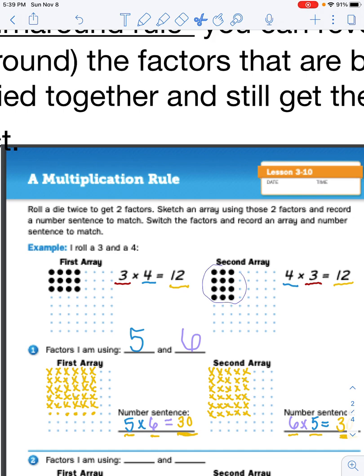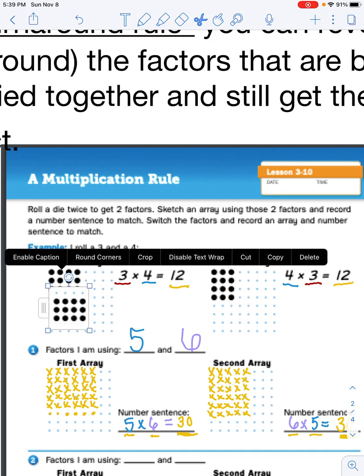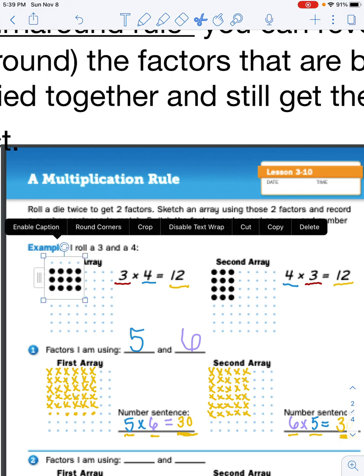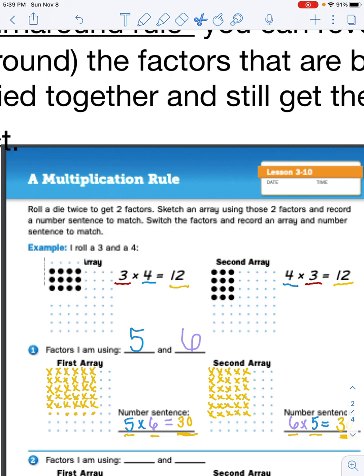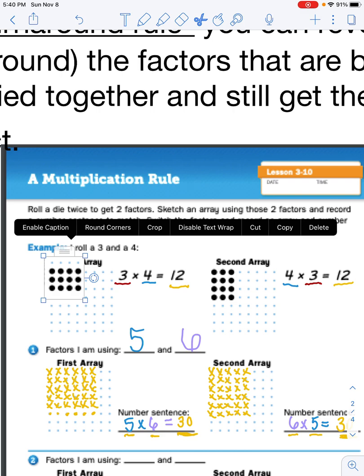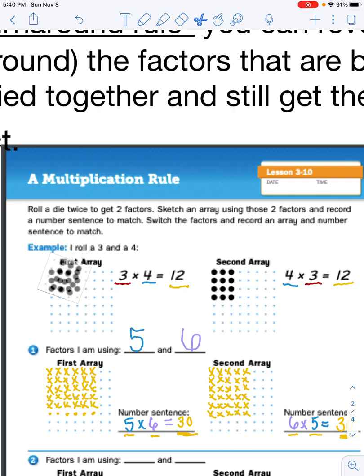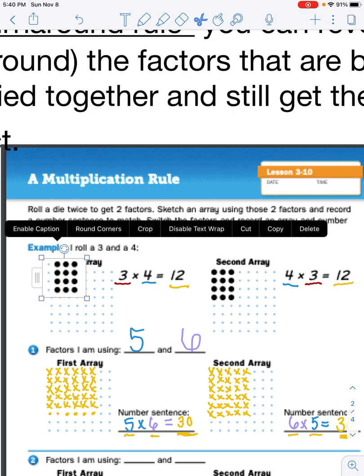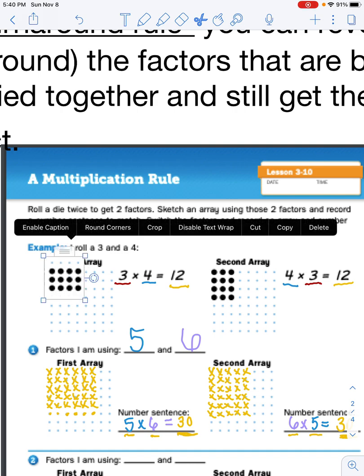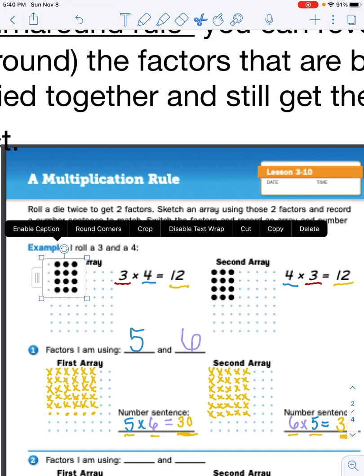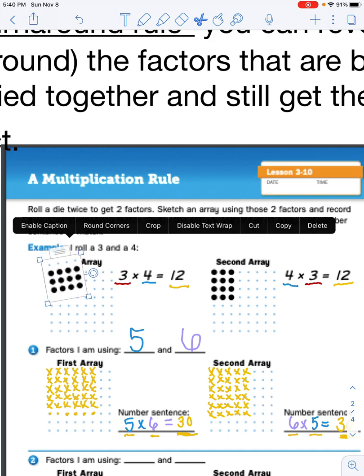But if I were to take this array right here and put it on top of this array over here and turn it, does it fit exactly on top? Yes, it does. And that just proves that the turnaround rule is just flipping it sideways. Okay, it's the same exact amount of numbers. It's just flipped sideways. All right.